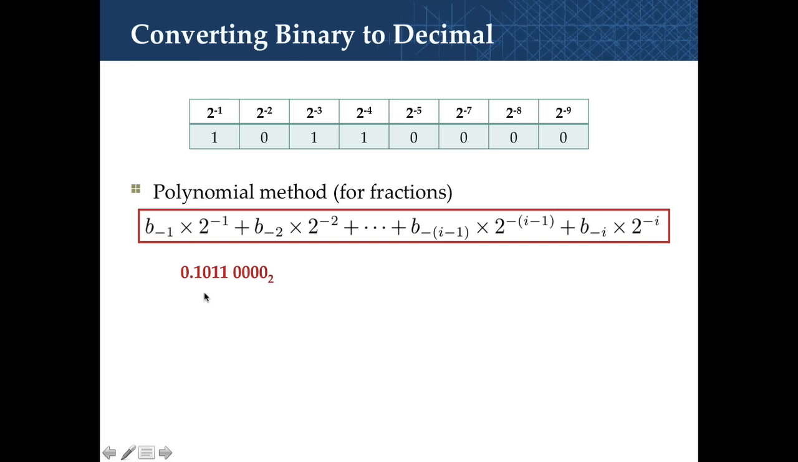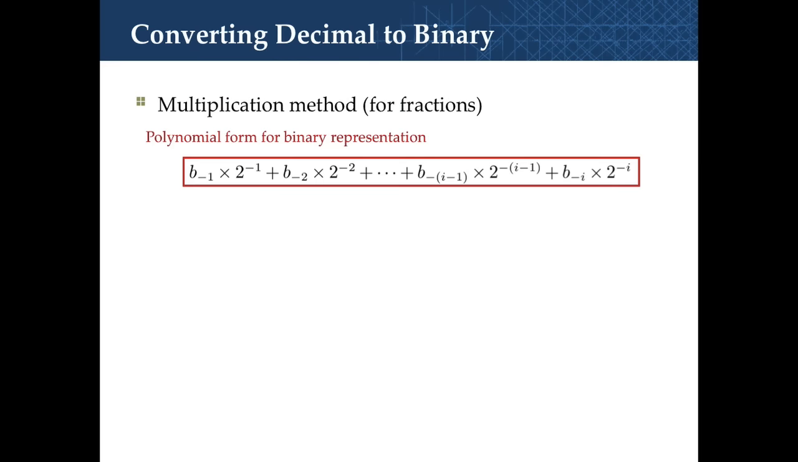So this number is going to be 1 times 2 to the minus 1, which is 1/2, plus 0, 1/4, plus 1, 1/8, plus 1, 1/16, which is going to be 0.6875. So we keep representing just the way we do with the decimal number system, except we're doing it in powers of 2 to the minus i, instead of 10 to the minus i.